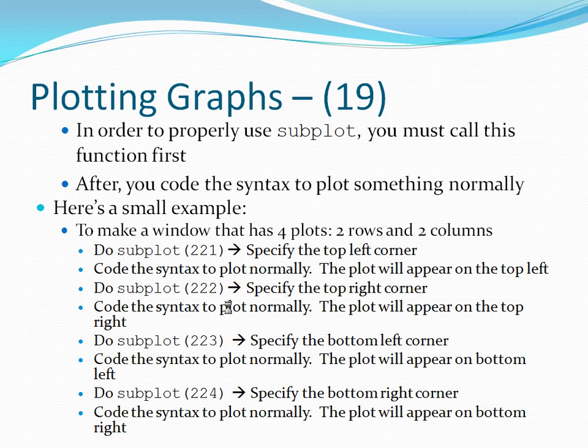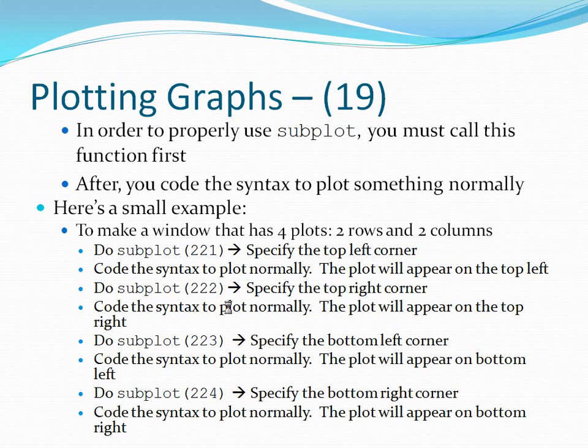All right. If I wanted to make the graph such that it appears at the top right corner, you do subplot 2, 2, 2. You code the syntax for the plot function normally, and then it'll appear in the top right when you're done. Similarly, if you want to do it in the bottom left corner, you do 2, 2, 3. Run your code, and then 2, 2, 4, and you're done.